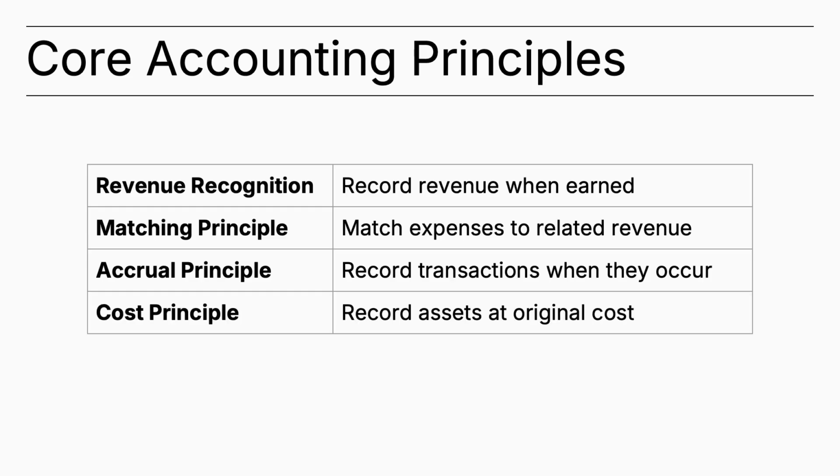Finally, the cost principle says that assets are usually recorded using their original purchase cost. Even if market values change later, accounting records often continue using the original cost because it is objective and verifiable. Together, these principles create the foundation for how accounting measures business performance.